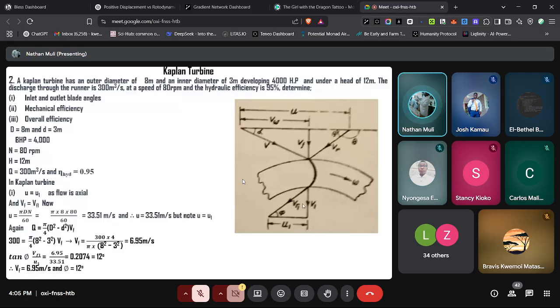Determine inlet and outlet blade angles, mechanical efficiency, and overall efficiency, given D is 8 meters and small d is 3 meters, BHP is 4,000 and N is 80 RPM while H is 12. Q in this case, you are given as 300 cubic meters per second. Eta hydro, or hydraulic efficiency, is 95%. You can see the solution of that is just like a repeat of what we have done.